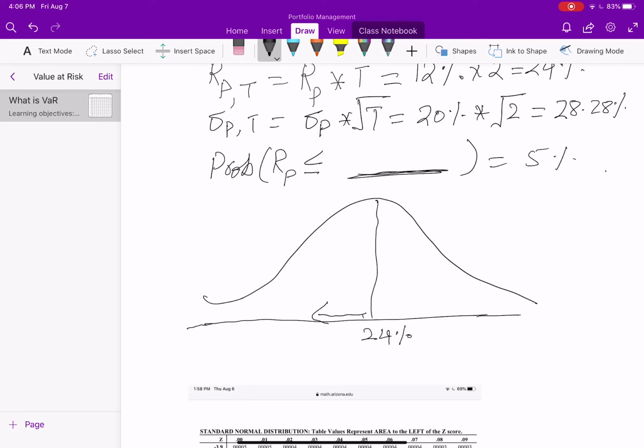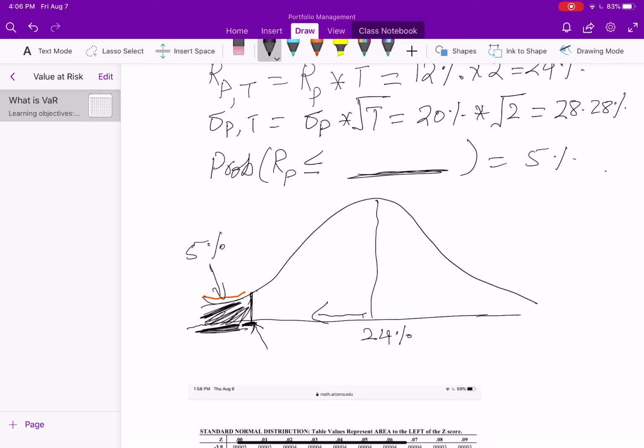Now say this is the 5%, so the area under this part of the curve is 5%, right? So the question is, with a 5% chance, what is the minimum expected loss? This is the minimum expected loss. We want to find out this level of return, or worse than this, over the next 2 years. So this was actually the question.